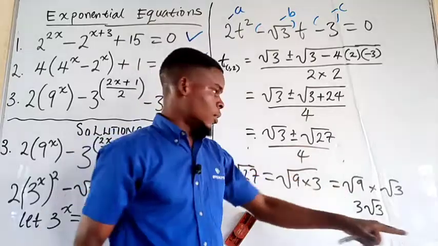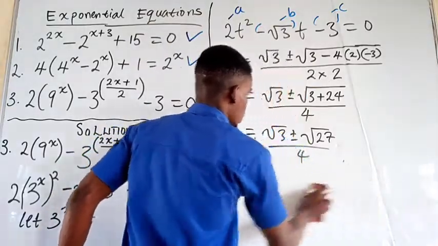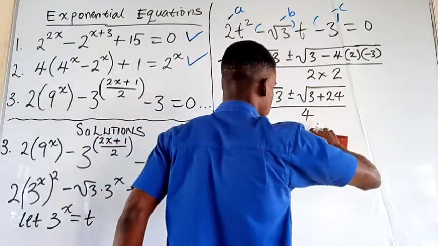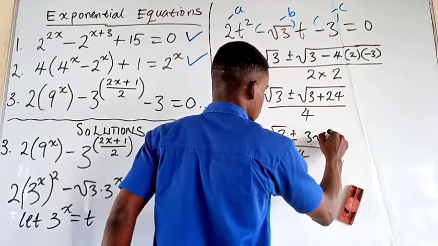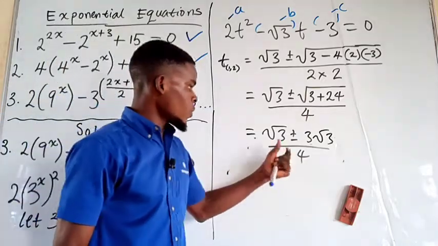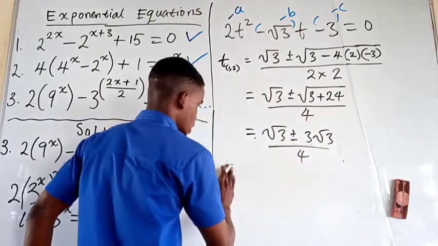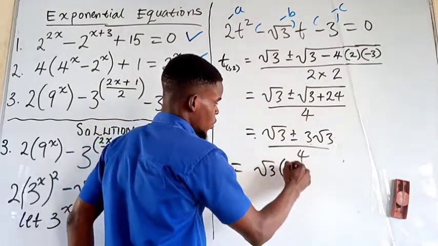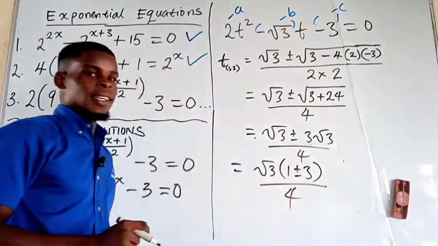3 root 3, alright? So it means that this square root of 27, like we just finished, is the same thing as 3 root 3. So in this place I would like to write 3 root 3. Okay, so we see that root 3 is common in the bracket. We can actually factor it. We're going to have square root of 3, okay? Here we're going to have 1 plus or minus 3 over 4. Is that clear?